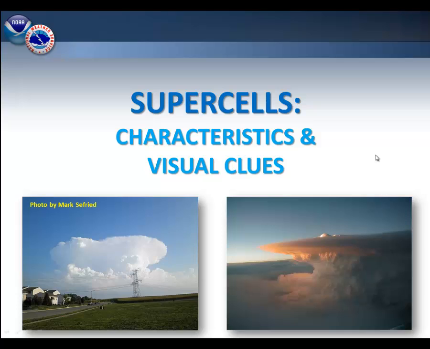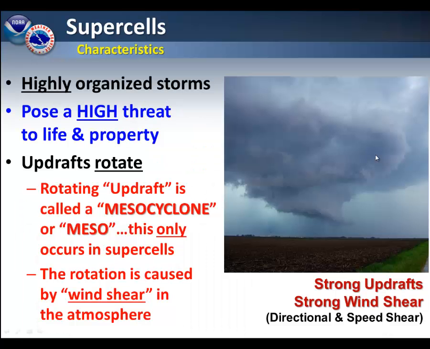In this part of our training, we'll focus on supercells, characteristics, and their visual clues. Supercells are highly organized storms that produce a high threat to life and property. They have strong updrafts and strong wind shear. These updrafts will rotate. A rotating updraft is called a mesocyclone, or meso for short. This only occurs in supercells. The rotation is caused by the wind shear in the atmosphere.